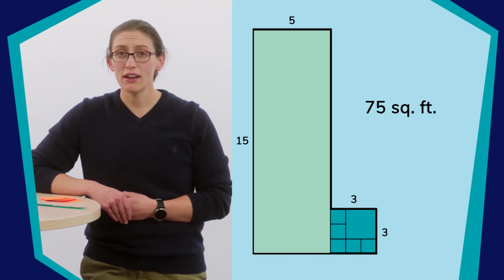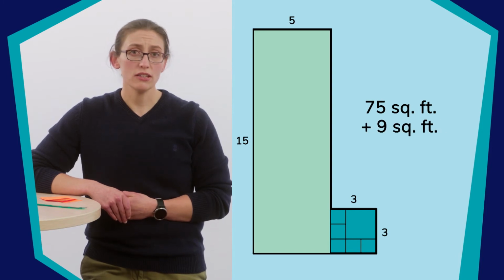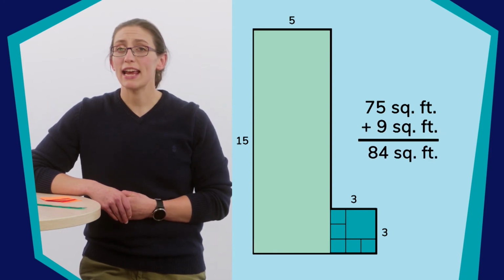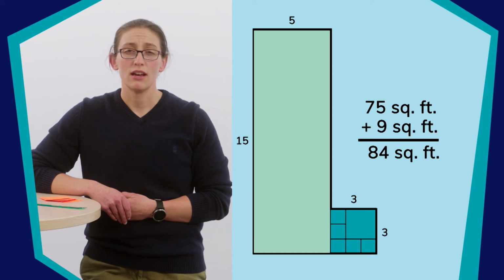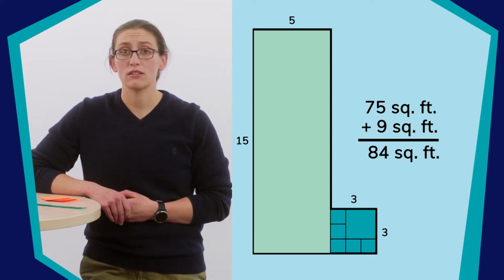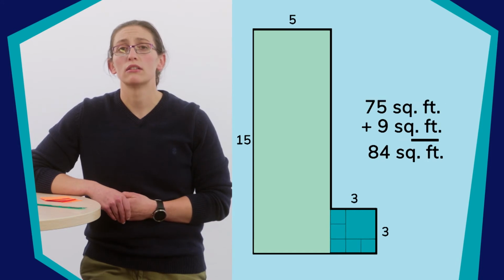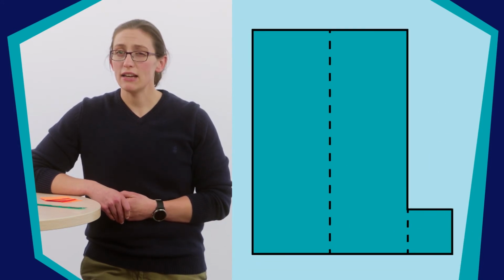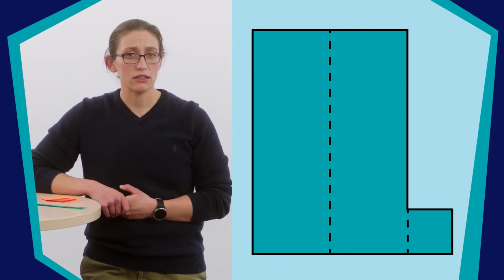We have 75 square feet plus 9 square feet, and that equals 84 square feet. I wonder if that is a little too small for all the dogs that will come to play in the dog park. Maybe we could make it 10 feet by 15 feet, but keep the 3-foot by 3-foot section the same. I wonder how that would change the area.